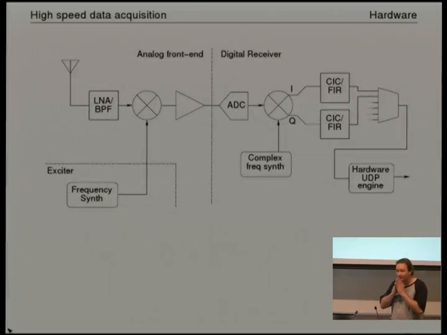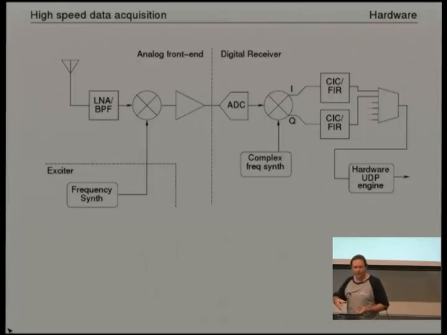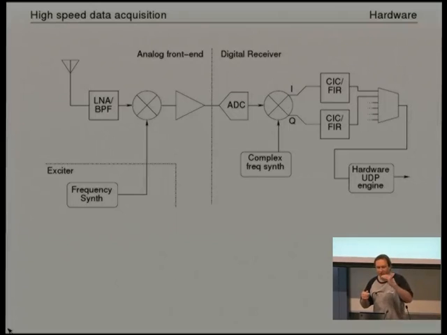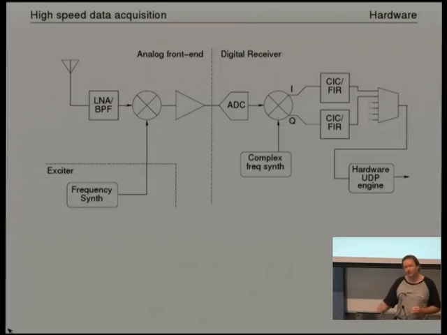So that's just a very, very simplified schematic of the system. On the left we have the antenna, which goes into a low noise amplifier and a bandpass filter, then is mixed with a frequency synthesizer that converts it to our IF. That's then directly sampled by an ADC. We have our mixer, which splits it into the I and Q components. It goes through some more filtering, and then we have a multiplexer which takes those two components plus the similar components from other receiver channels and throws it out through a UDP engine that we've implemented in hardware.